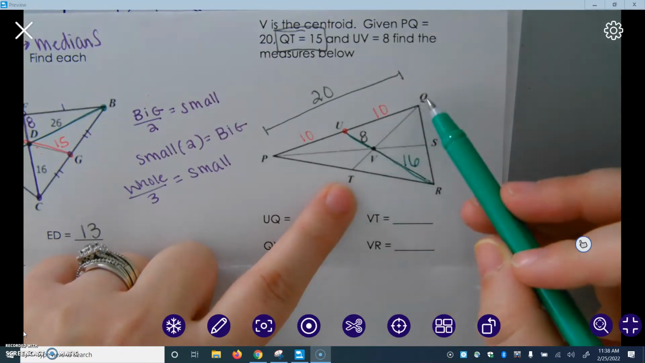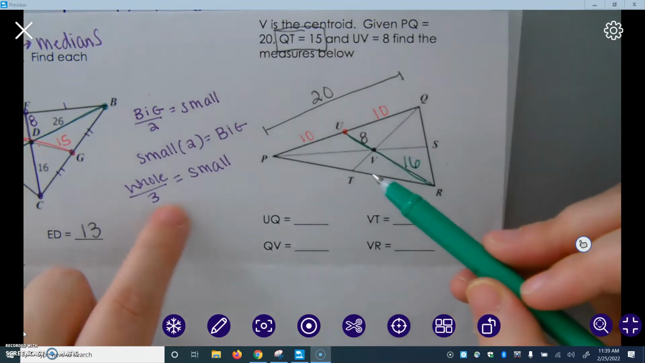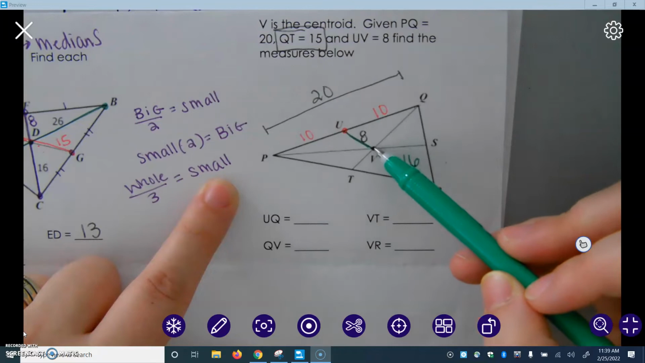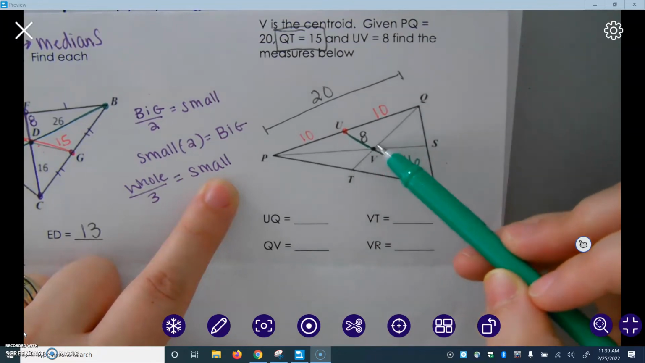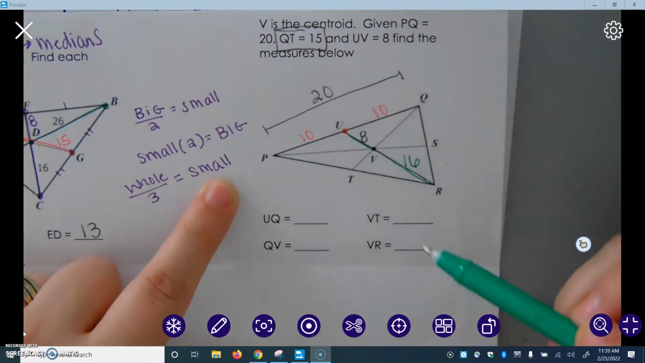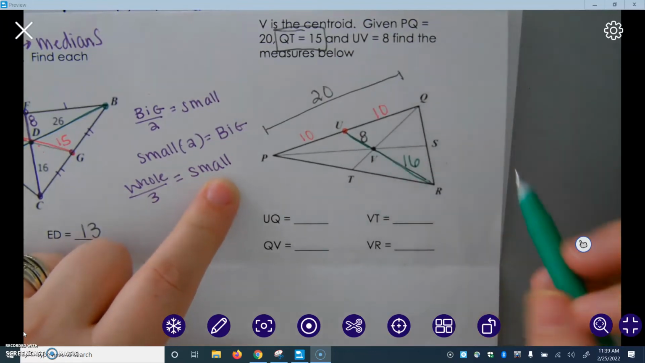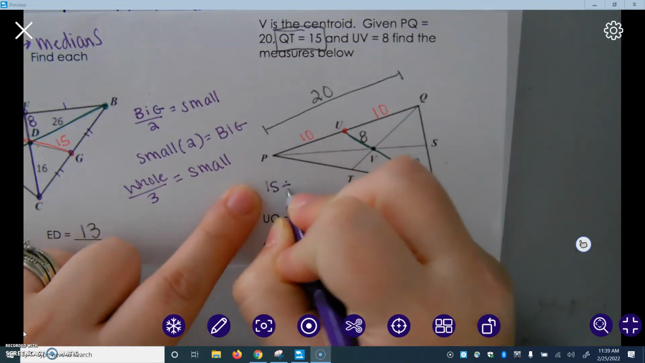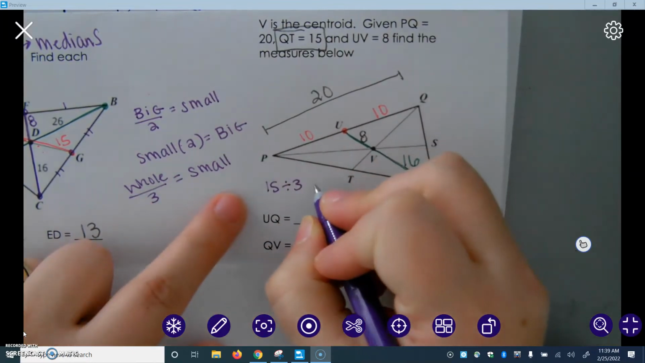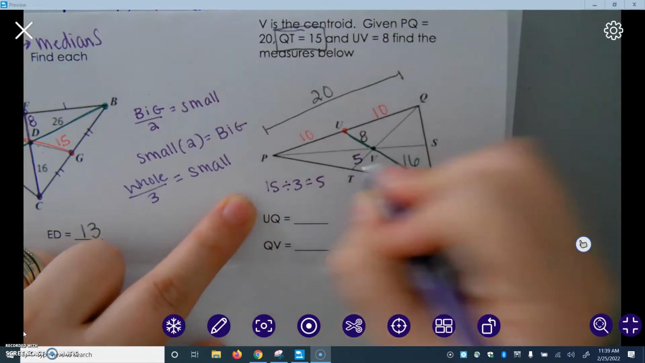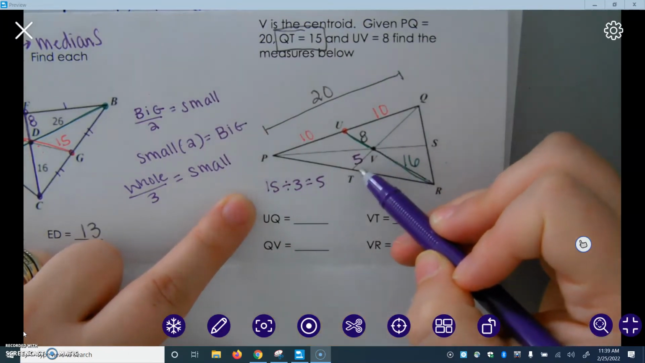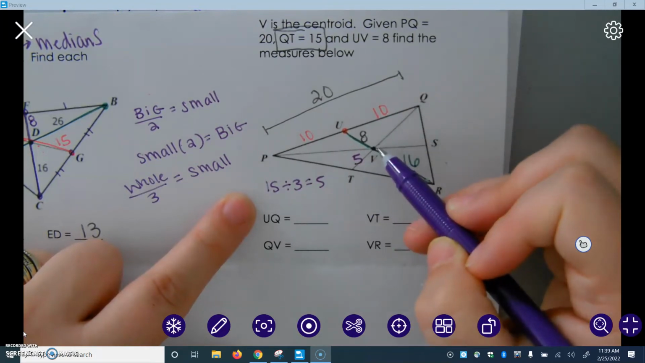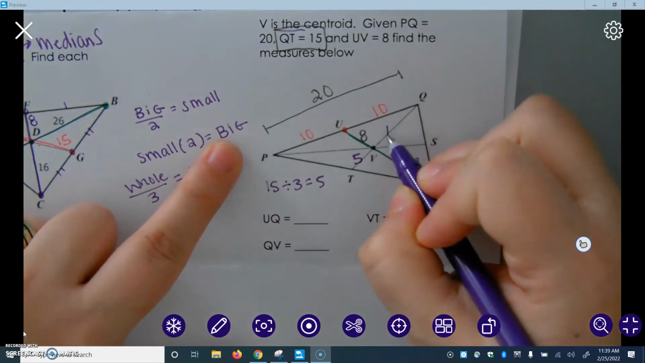All right, now from Q to T, that is the whole median. So when I divide the whole median by 3, it will give me the small piece. Is the smaller piece going from V to T or from V to Q? Which one is smaller, V to T or V to Q? Good, V to T is much smaller. So when I do 15 divided by 3, the whole median divided by 3, and I get 5, that's this little piece down here. So how do I get the bigger piece? If the small piece is 5, what's the big piece? 5 times 2 is 10.